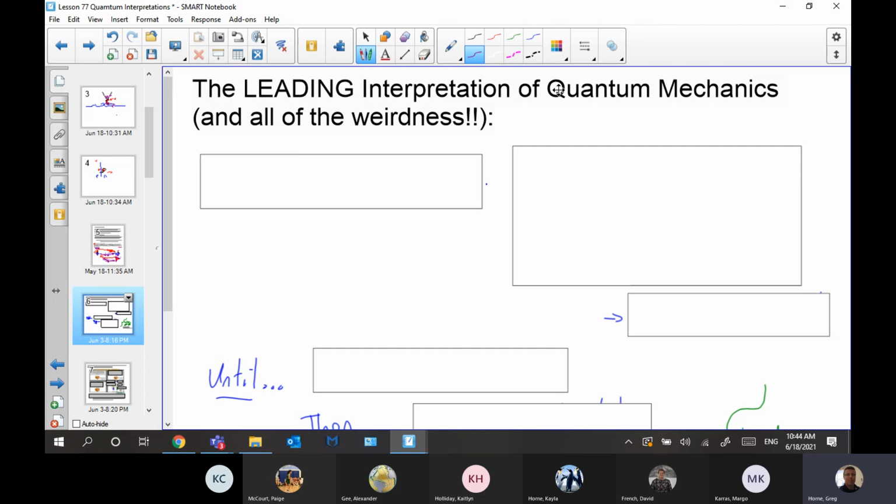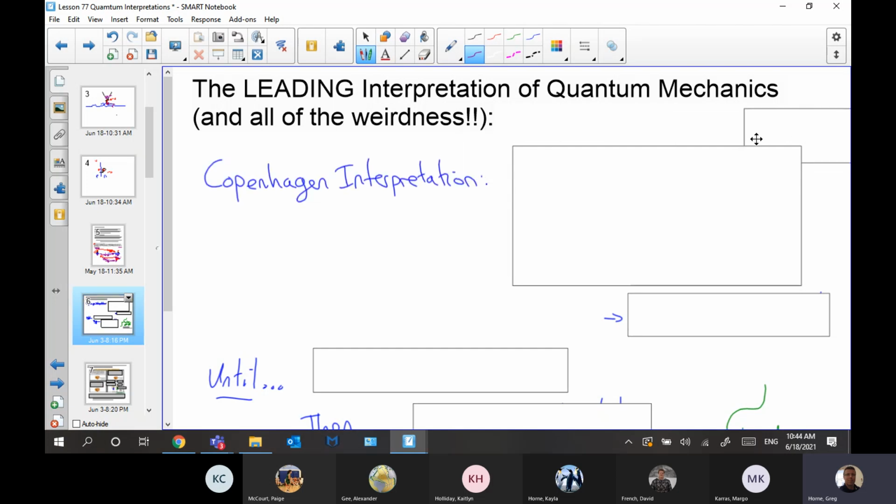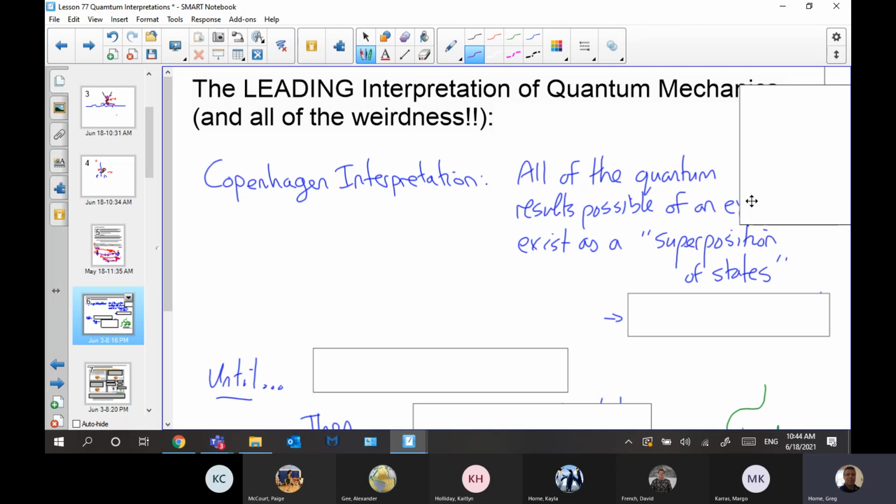So the leading interpretation of all the weirdness is the so-called Copenhagen interpretation, and it's the one that says that all of the states exist, all of the possibilities exist. The electron, there's a state in which it goes through one slit, there's a state in which it goes through the other slit. When the particle arrives at the screen, the two possible quantum states collapse, they combine, and one of them becomes the reality that you observe.